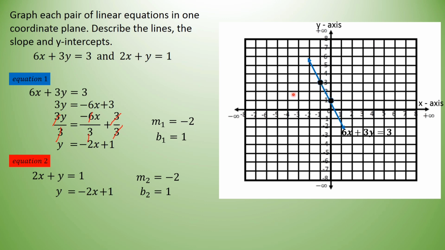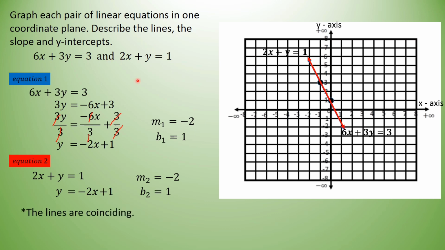As you can see, pareho ang ating slope at ang ating y-intercept. So our line in our equation 2 is also this one. So our second equation is 2x plus y equals 1.